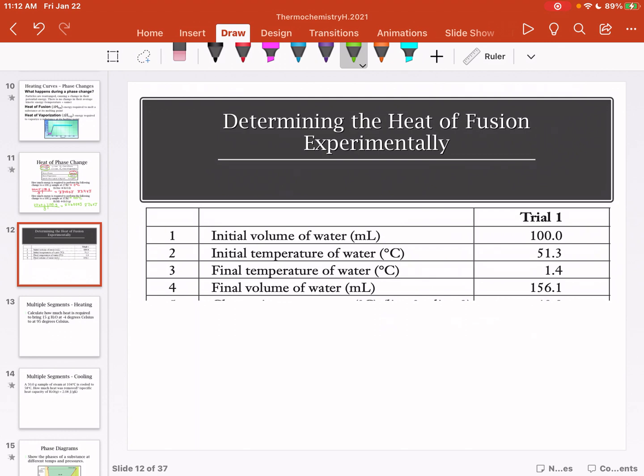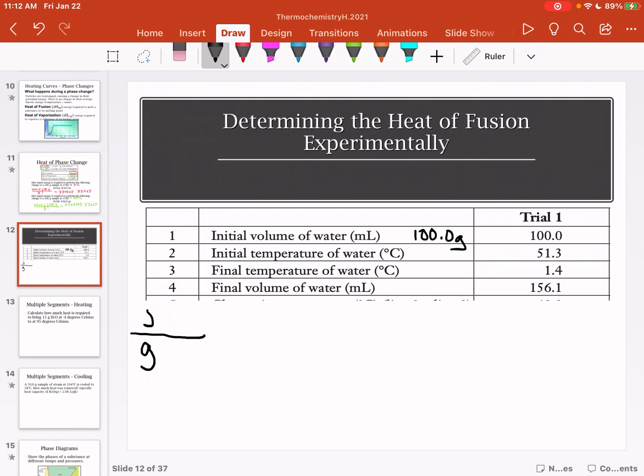We are looking for joules per gram, as we said. So what are we doing? To do heat of fusion, we have to be able to melt some ice. So we have our water's mass is 100 grams.